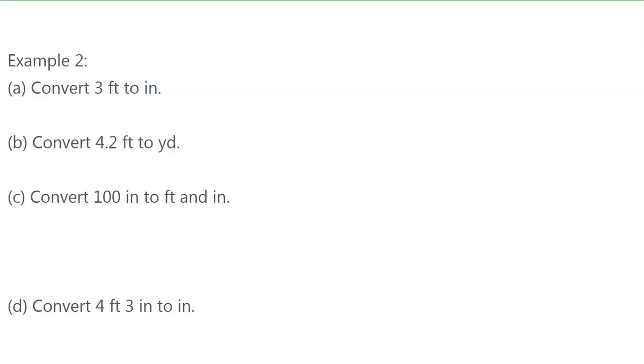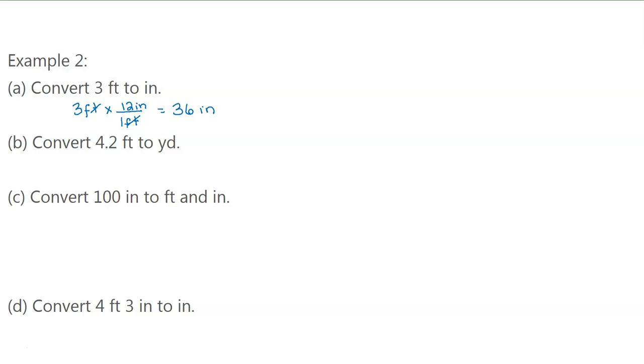So we'll do a few more conversions. This time we'll be using imperial units. So example 2, convert 3 feet to inches. So we'll set it up the same as we did with the SI units. We'll use a fraction. Now we know that in 1 foot there are 12 inches. So I'll put 1 foot on the bottom, 12 inches in the numerator. So I'm multiplying 3 by 12, which gives me 36 inches.